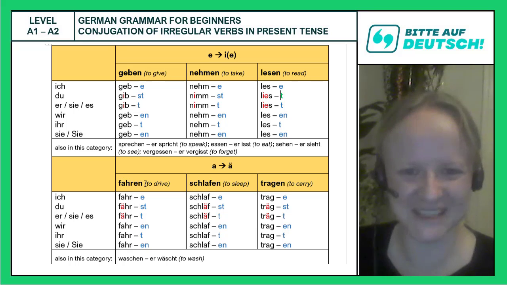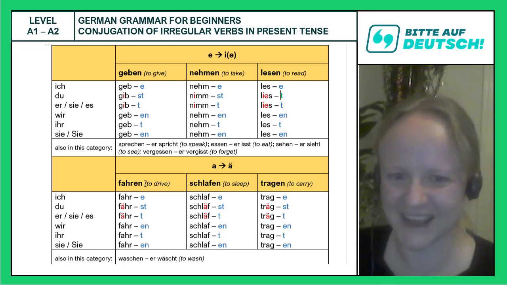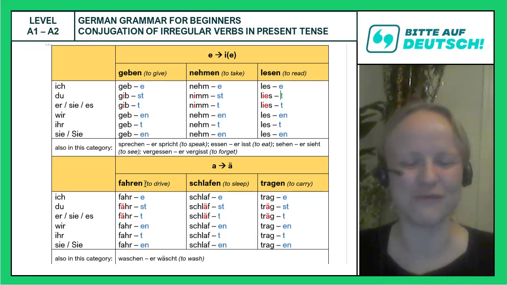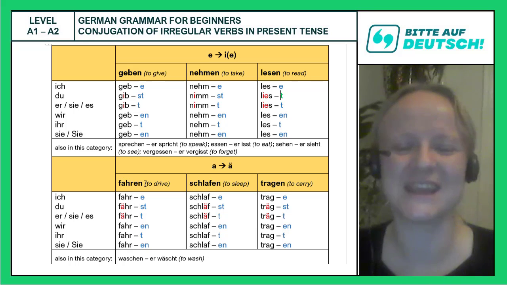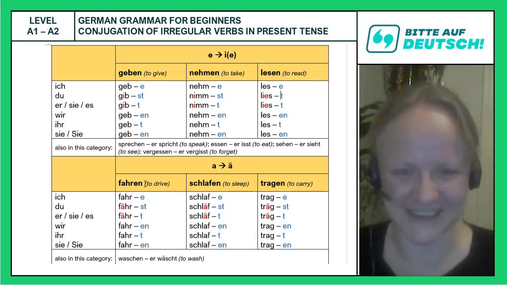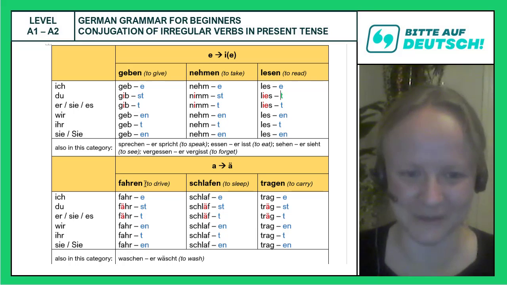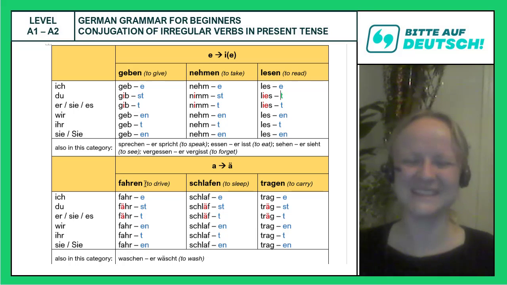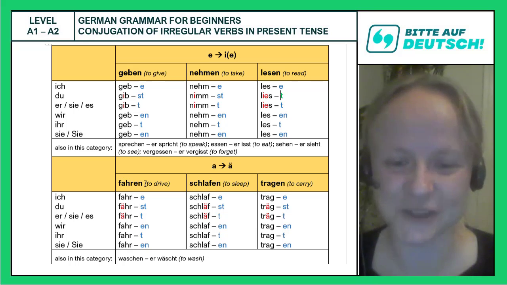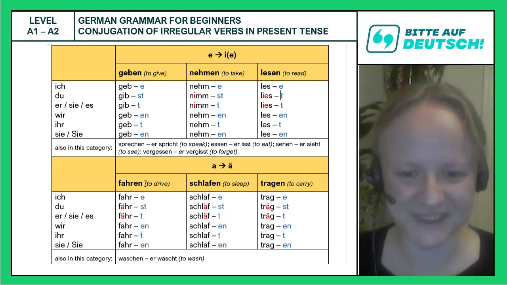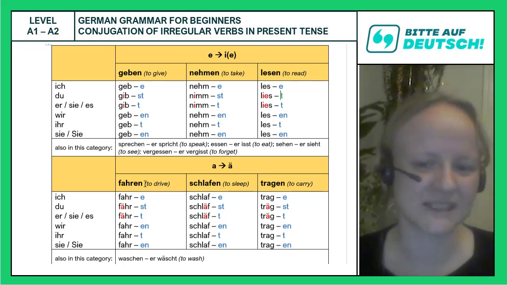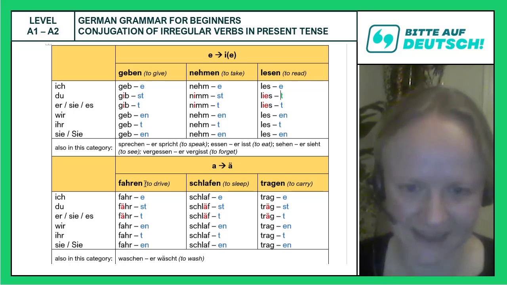Now, of course, when you actually speak, you're not going to overly stretch it like I do now. We don't say ich, du fährst. We just say du fährst, du fährst. Okay, so I'm exaggerating a bit here so you can pronounce after me. Same for schlafen. Ich schlafe, du schläfst, schläft. Ich trage, du trägst, trägt.